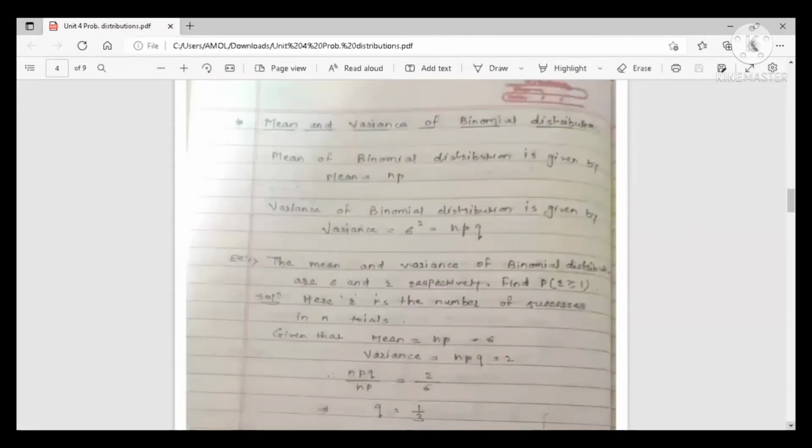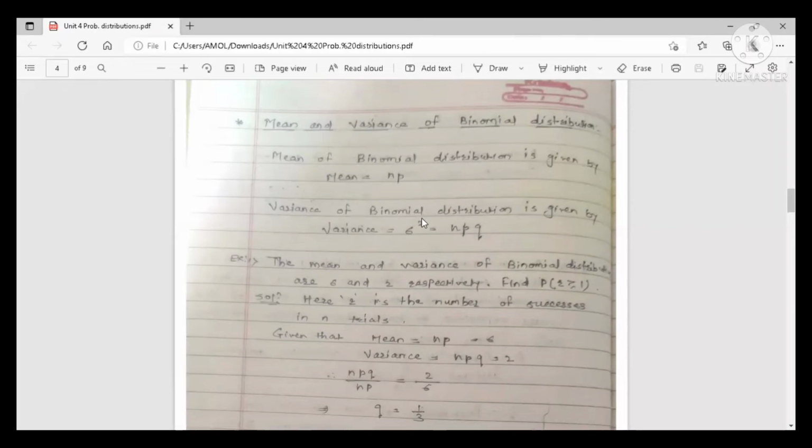Now the next topic is mean and variance of binomial distribution. See, what is the formula of mean of binomial distribution? It is given by mean is equal to n into p. N is number of trials and p is probability of success. So the formula is n into p.